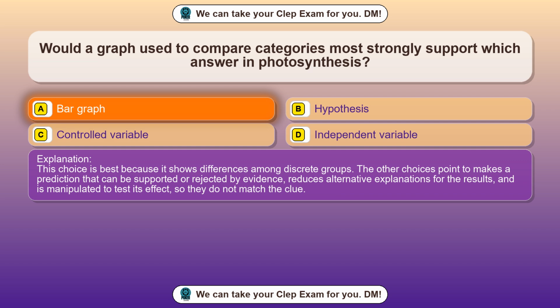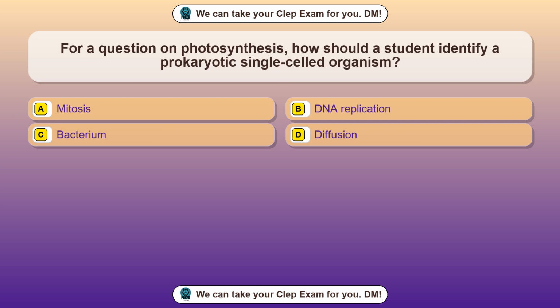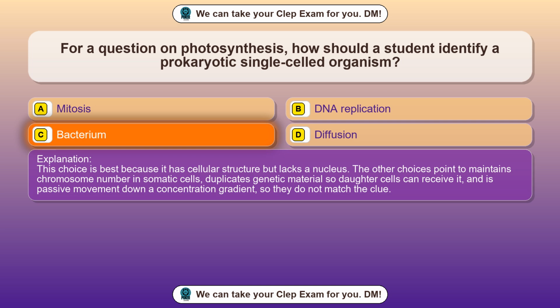The other choices point to makes a prediction that can be supported or rejected by evidence, reduces alternative explanations for the results, and is manipulated to test its effect, so they do not match the clue. Question 7. For a question on photosynthesis, how should a student identify a prokaryotic single-celled organism? Option A, mitosis. Option B, DNA replication. Option C, bacterium. Option D, diffusion. The correct answer is option C, bacterium. This choice is best because it has cellular structure but lacks a nucleus.